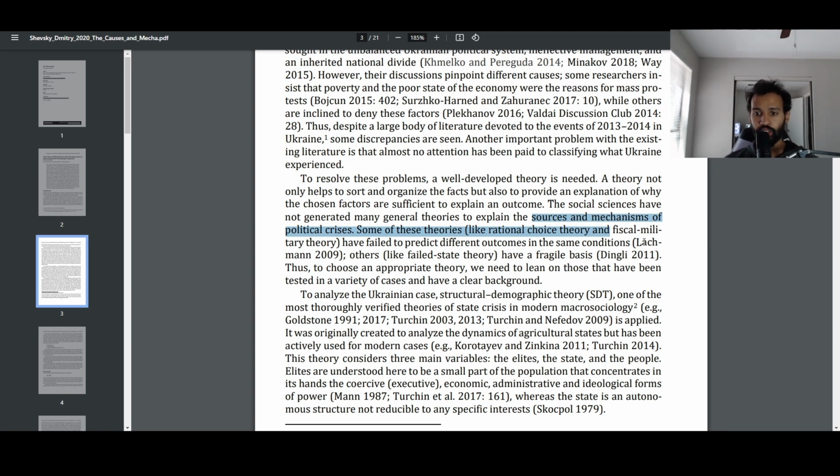And I'm still in the intro, but basically he made the point that some well-established theories that were applied to model or predict the Russo-Ukrainian war that's happening as we speak, still ongoing, apparently failed. And I think this is the little part that stuck out to me right here. It says the social sciences have not generated, I think he's mainly talking about economics, many general theories to explain the sources and mechanisms of political crises.